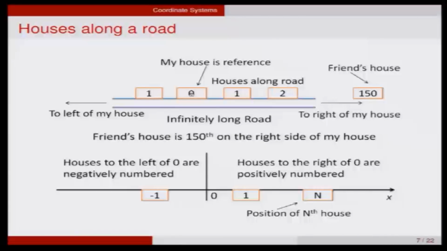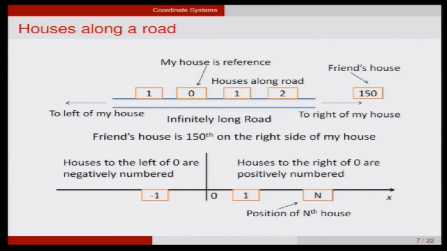Now, what I start doing is there are different houses along the road, I start labeling all these houses, right. So, I label the houses 1, 2, 3, 4, 5. For example, my friend's house happens to be 150th house from my house. So, this friend's house is 150th house from the reference house which is my house. So, I label them as 150, then I have 151, 152 and so on, and it will continue like that. There are houses to the left of my house as well. So, I will label them also 1, 2, 3, 4, 5.